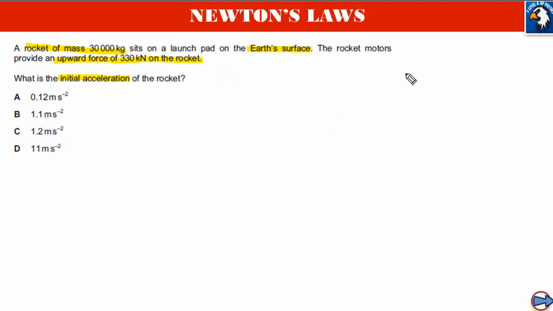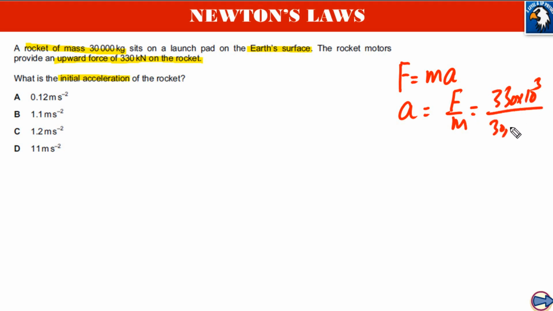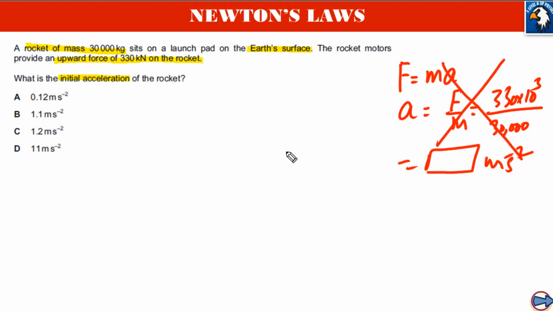I have seen some students, when they read this question, recall quickly that F is equal to ma, and then they say a is equal to F over m. They just plug in the upward force, divide by the mass, write down the units, and get the final answer. But this is actually wrong. They are missing something. So let's find out what is missing.